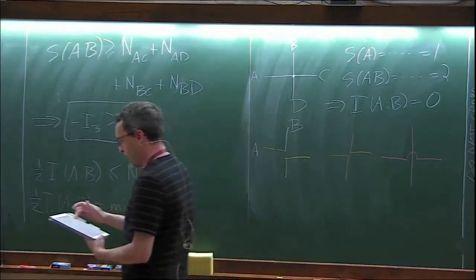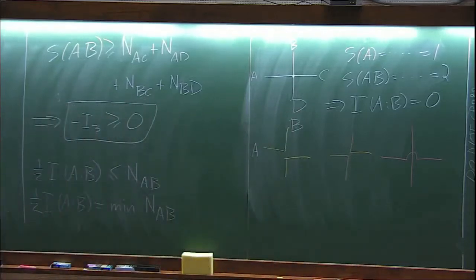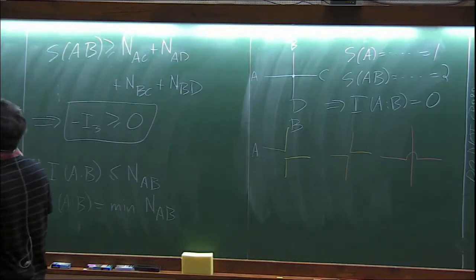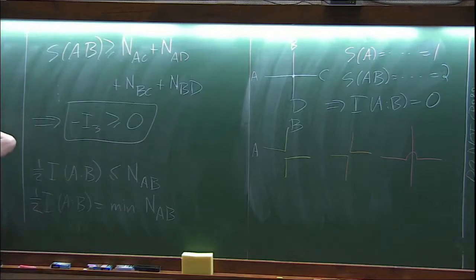All right. So there are essential threads connecting A to B, and the number of those is the mutual information. And then there are the ones that can switch around with CD threads, and the number of those is minus I3.